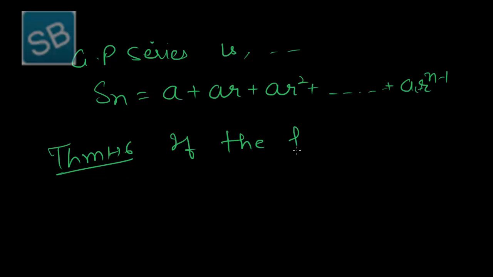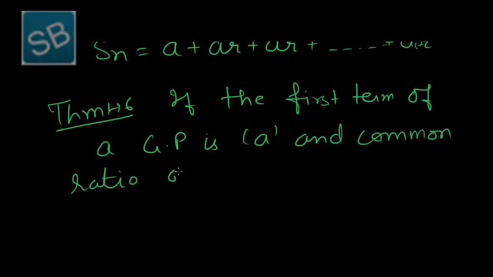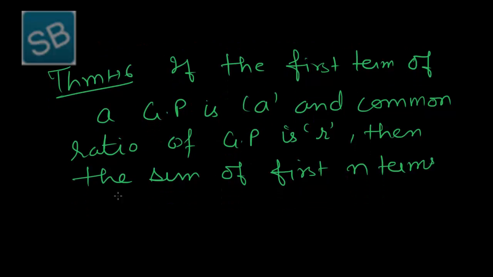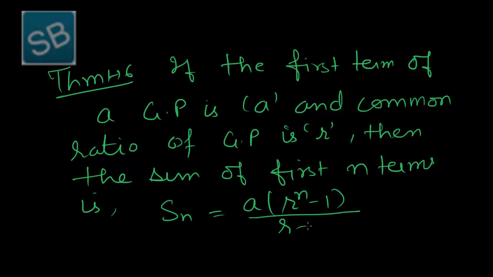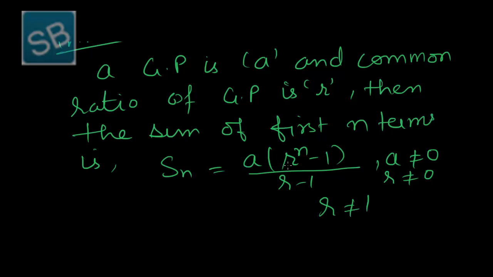If the first term of a GP is A and common ratio of GP is R, then the sum of first n terms is Sn equal to A into R raised to power n minus 1 over R minus 1, where A is not equal to 0, R is not equal to 0, and R is not equal to 1, otherwise it becomes infinity, and n belongs to natural number.